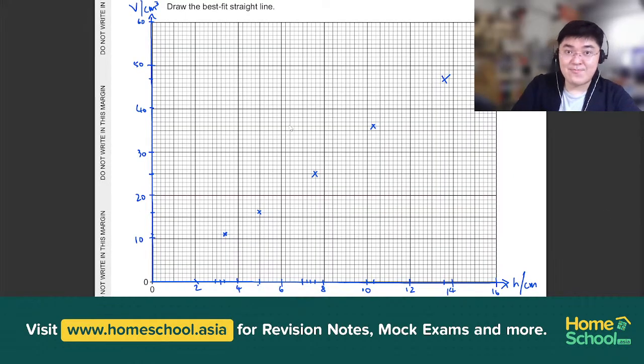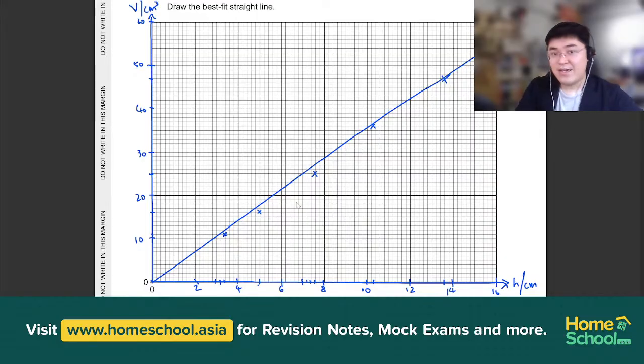Now, next, we need to draw a line of best fit, okay? And for the line of best fit, 0 is also somewhere you must start from, because if your volume V is 0, the height H should also start from 0. So your line should always start from 0, okay? And because of that, let's draw something like this as a line of best fit.